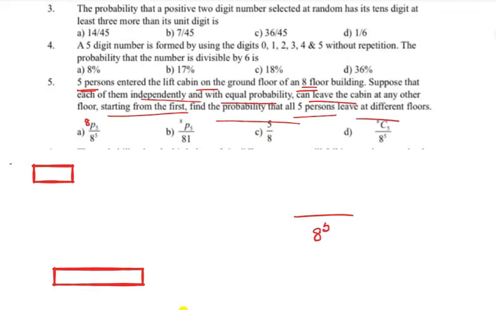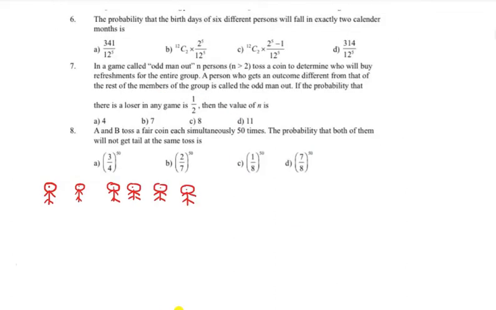That's why the total number of possibilities is 8 to the power of 5. But it says every person has to leave on a different floor. That's why those 8 floors can be arranged in 5 places in 8P5 ways. So that is the answer. Now observe this particular question: the probability that birthdays of 6 different persons will fall in exactly 2 calendar months.